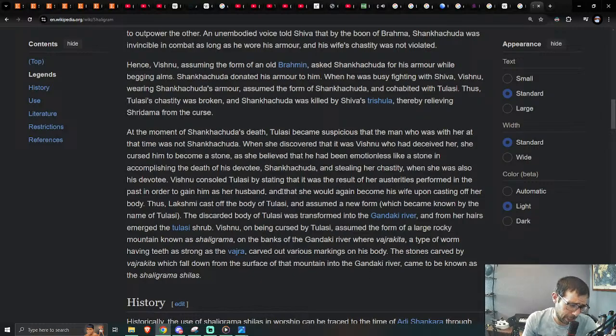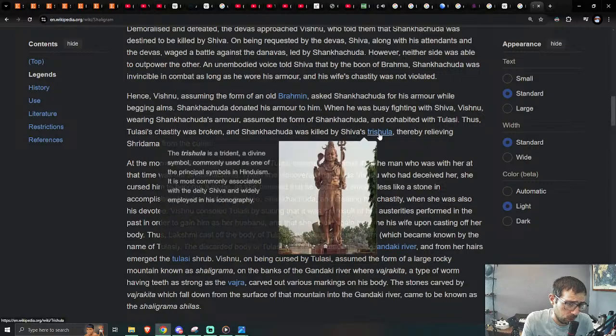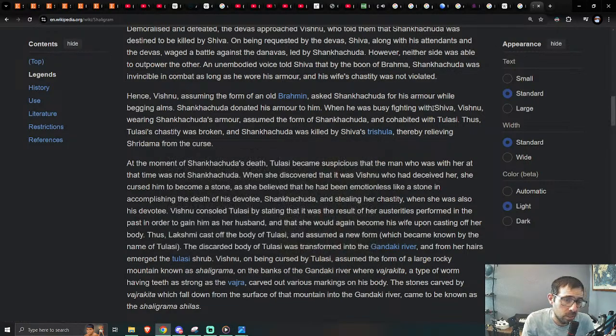So I was thinking, when it said trident, Shankashuda was killed by Shiva's trident, basically, thereby relieving Shridama's curse. I don't know.